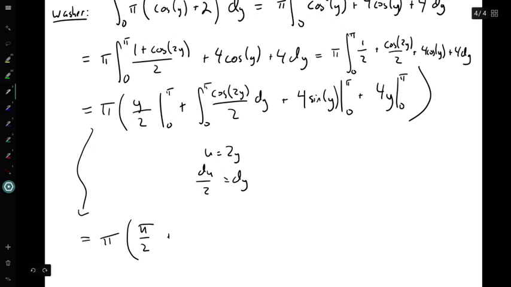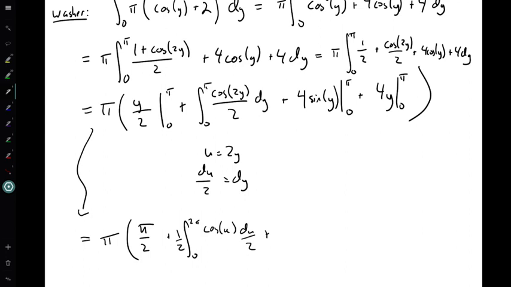If we do the u substitution in the integral here, we can convert these limits into u values. If y is 0, then u is also 0. If y is pi, then u is going to be 2 pi. We have cosine of u. We have a 1/2, which we can just factor out front, and dy is equal to du over 2. Great.